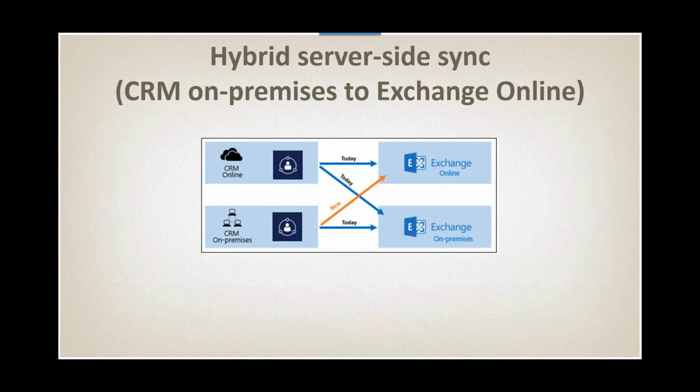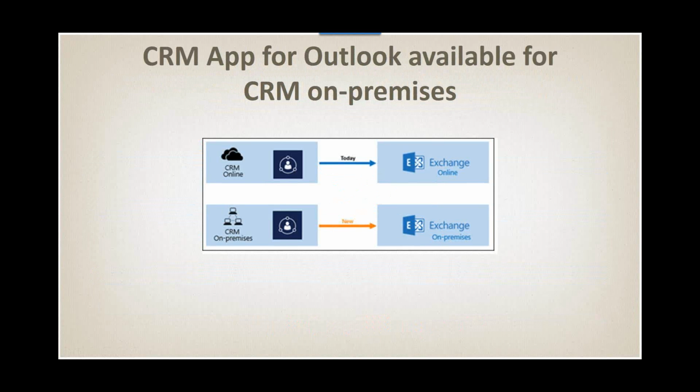So we finally got, what's a big word? Equilateral? No. Somebody fill in the big word there. So basically, parity. There we go, parity. We finally have parity here for synchronizing our Exchange and our CRM, no matter which one is located in the cloud and which one is on premises. Okay, so this is a big win for a lot of people.